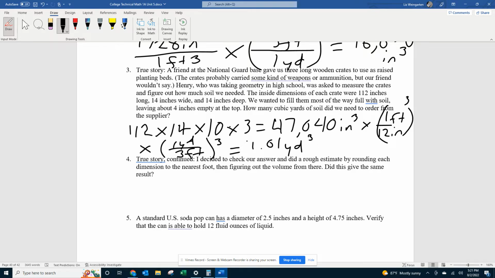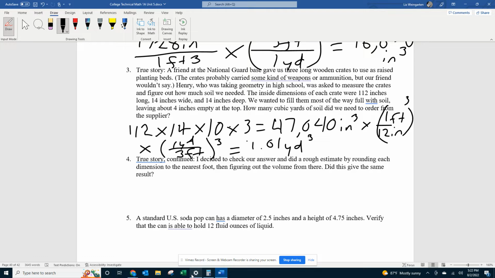So continuing our true story, we decided to check our answer and did a rough estimate by rounding each dimension to the nearest foot, and then figuring out the volume from there. Did this give the same result? So let's take a look here.